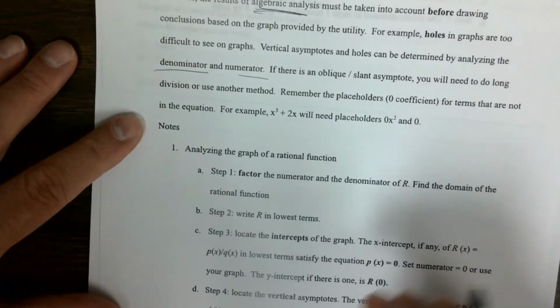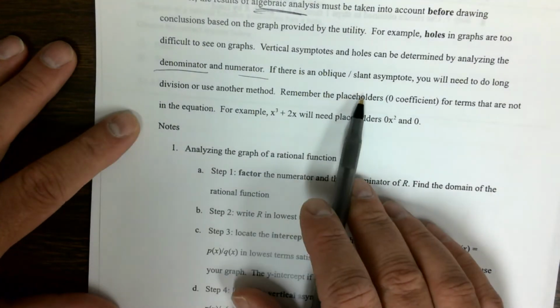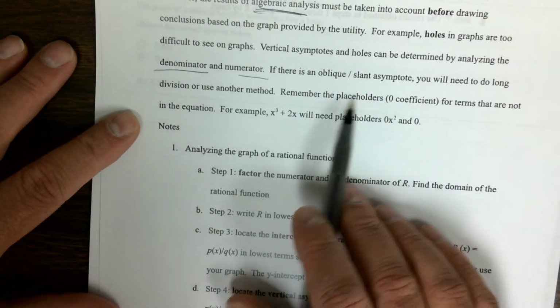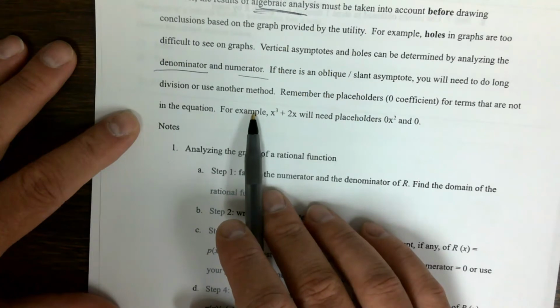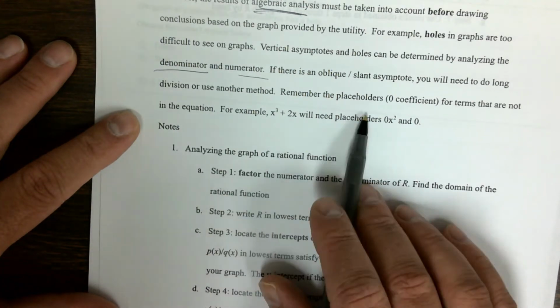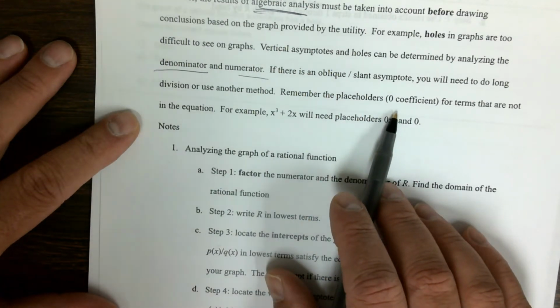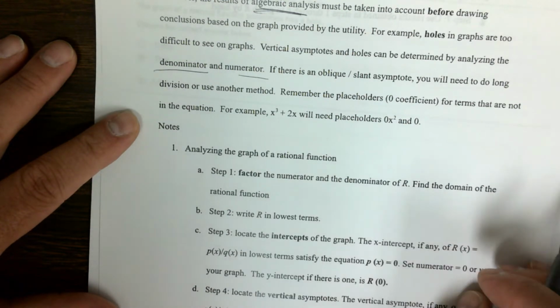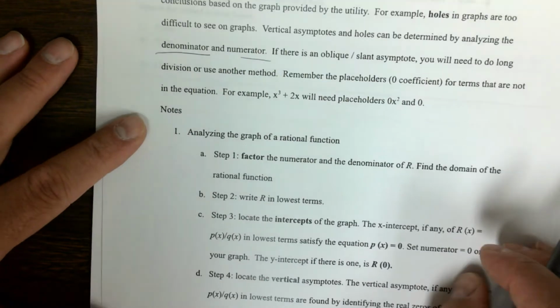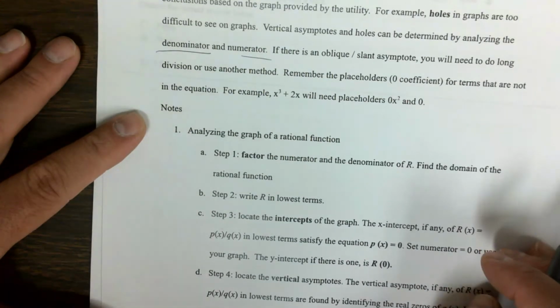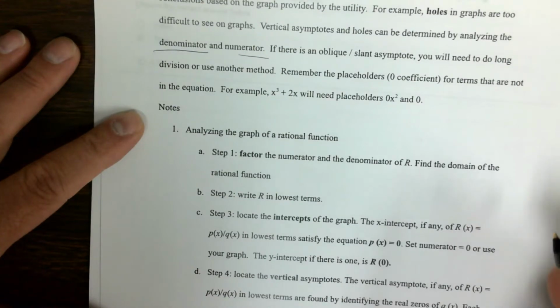If there's an oblique or slant asymptote, you need to do long division or use another method. Remember the placeholders. You should put a zero as the coefficient for terms that are not in an equation. For example, x cubed plus 2x will need placeholders: 0x squared and 0.